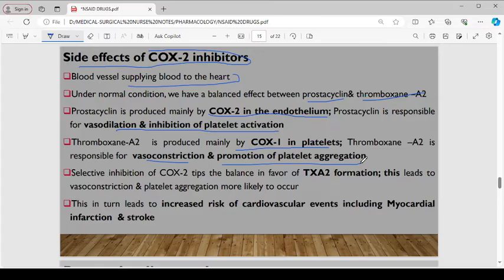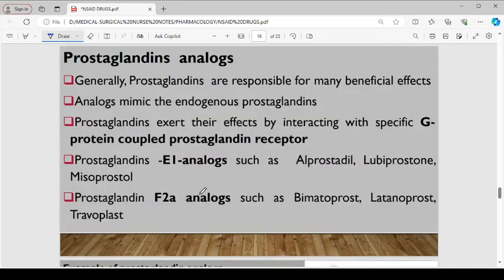So when you have selective inhibition of COX-2, what is affected, guys? It will tip the balance in favor of thromboxane A2, which is primarily produced by COX-1, all right? So this will lead to vasoconstriction and increased chances of platelet aggregation. Thus, we can say that the main side effect of COX-2 inhibitors is increased risk of cardiovascular events. There is likelihood of having myocardial infarction and stroke, because there is increased chance of platelet aggregation.